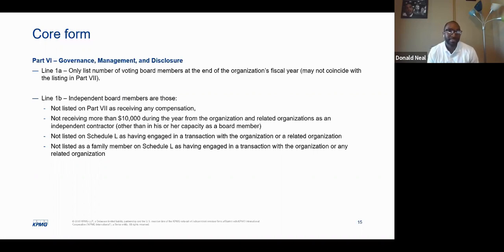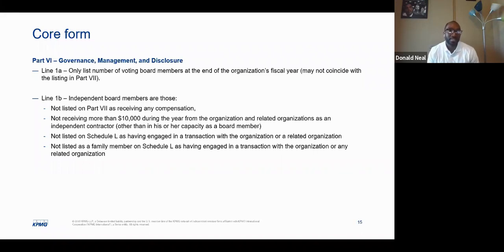In regards to this, those are independent board members that are not listed in Part 7 as receiving any compensation. They didn't receive more than $10,000 during the year from the organization and a related organization as an independent contractor. So let's talk about those 2 points, because it could be a little misleading.